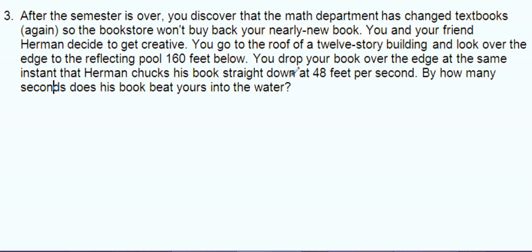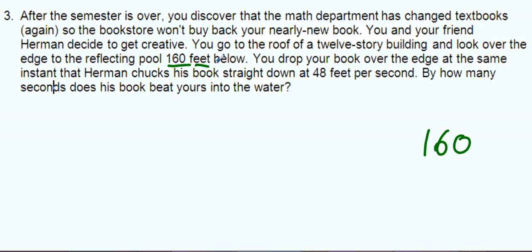So here we have another one. It talks about throwing your textbook off the roof. So you go to the roof of a 12-story building and look over the edge to a reflecting pool 160 feet below. So that 160 tells us that that is our height, which goes at the end.